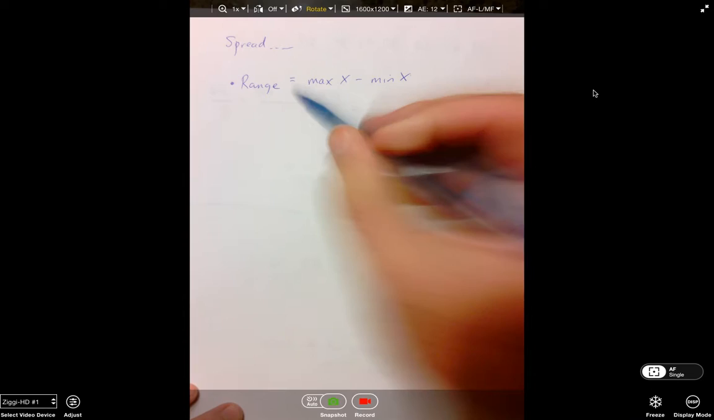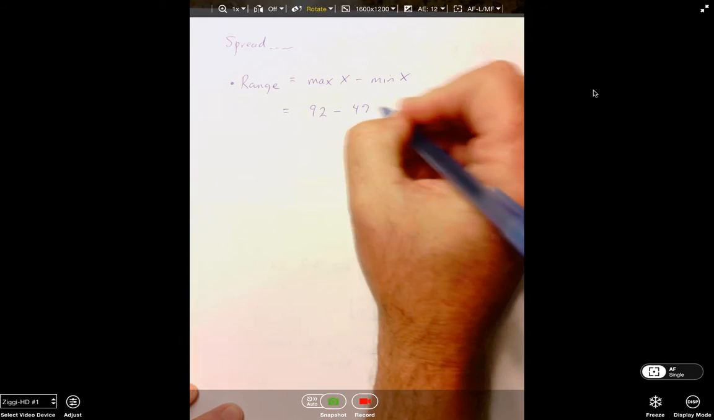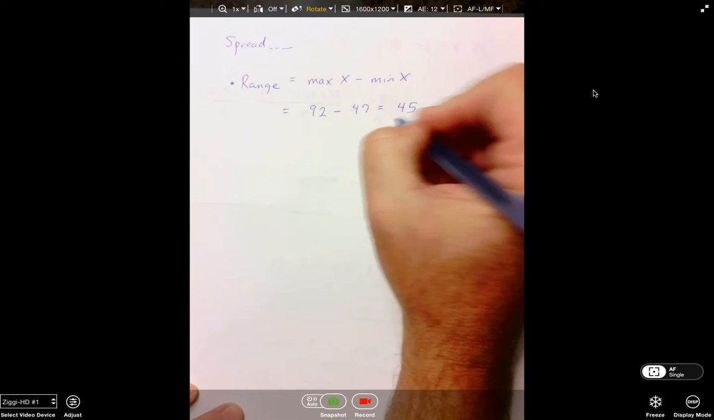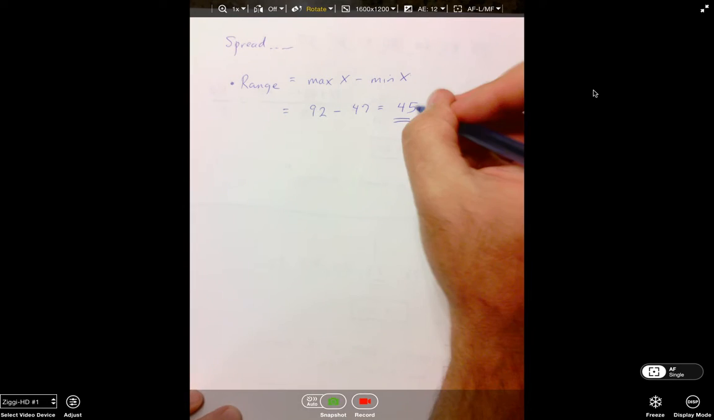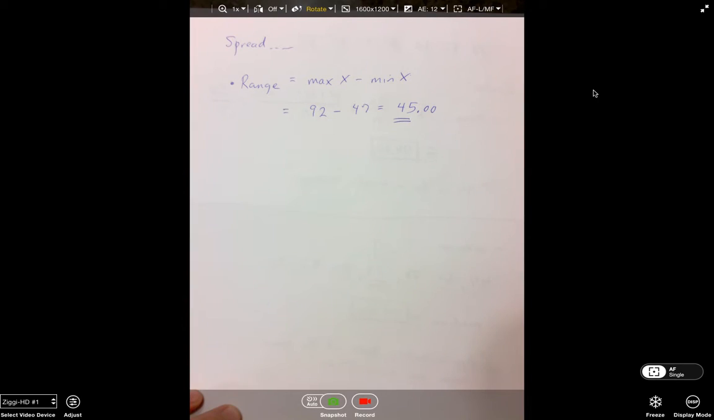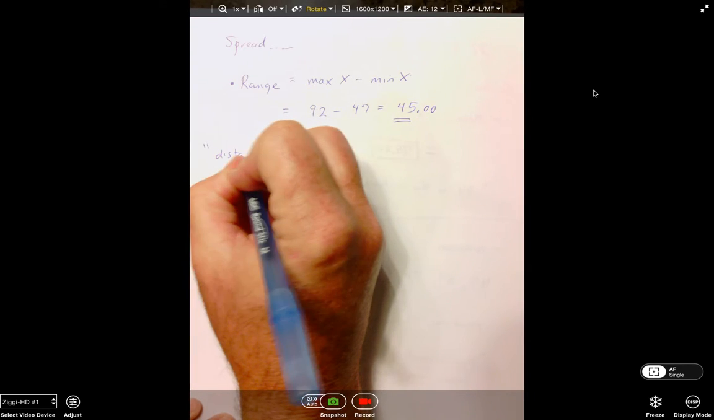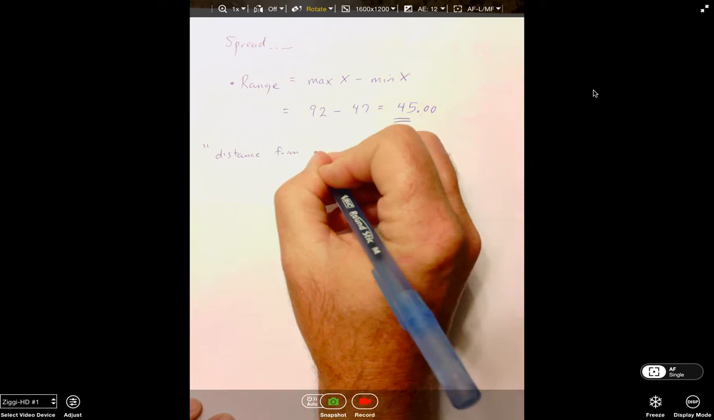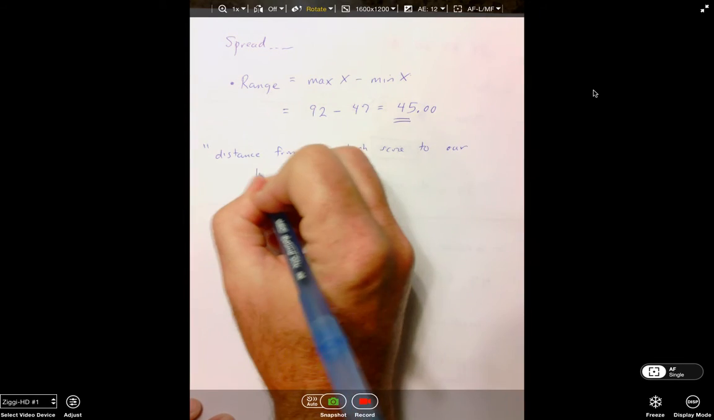And we saw that the maximum value was 92, and the minimum value was 47. So if my mental arithmetic is correct, our range would be 45. Rounding to two places, it'd be 45.00. And guys, this is nothing more than the distance from our high score to our low score.